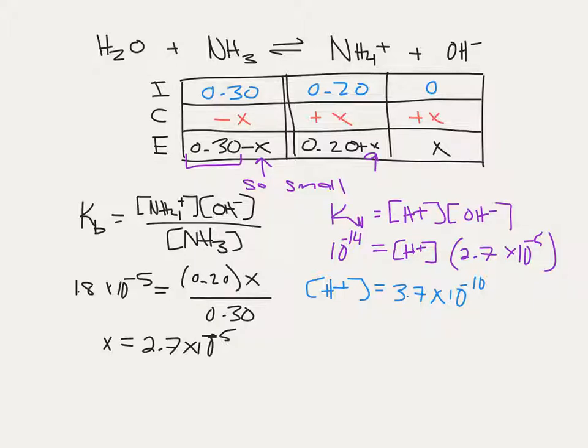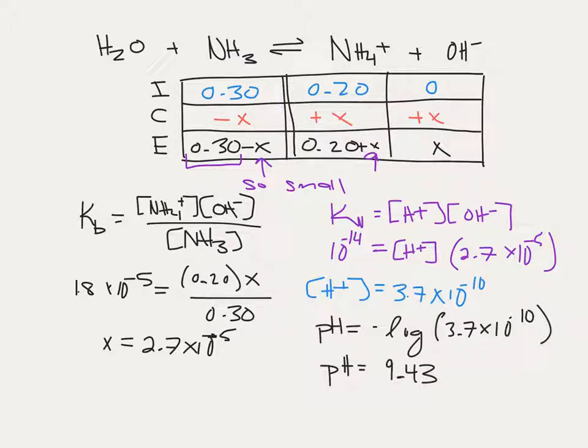When you take the negative log of the hydrogen ion concentration, we get a logical answer. Considering our situation is basic, we'll get 9.43 as our answer. And again, this makes sense because our solution is acting like a base.